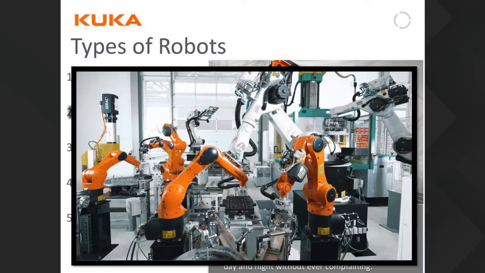In the next example, you can see there are a lot of robots in one cell. Here it can be used for handling, assembly, or similar application cells. There are different types of robots, in different payload categories.